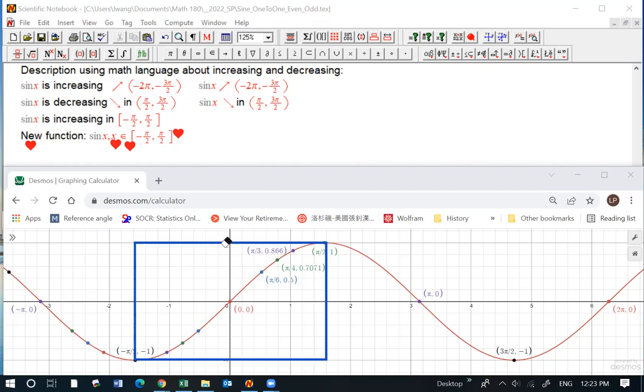So sine, this piece, has an inverse. I'm going to talk about arcsine from here. Arcsine is the inverse of this piece. We'll get to it. So now we have talked about the description of increasing, decreasing, new function. We're going to come back to it. Next, even function, odd function.